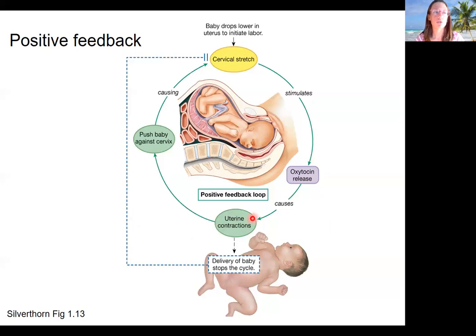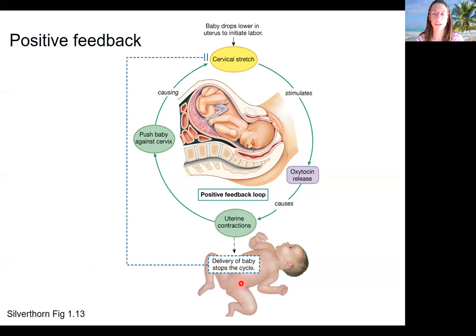So when the uterus is contracting, that's going to push the baby against the cervix even more. So that's going to cause more cervical stretch. This is a positive feedback loop. It's going to keep happening. More oxytocin means more pushing, more stretch. Round and round and round again, positive feedback, an out of control system until the baby is delivered.